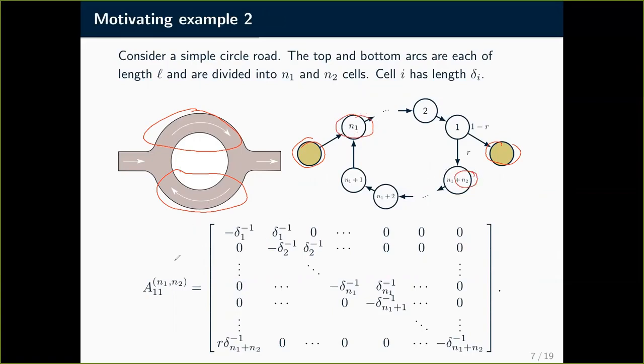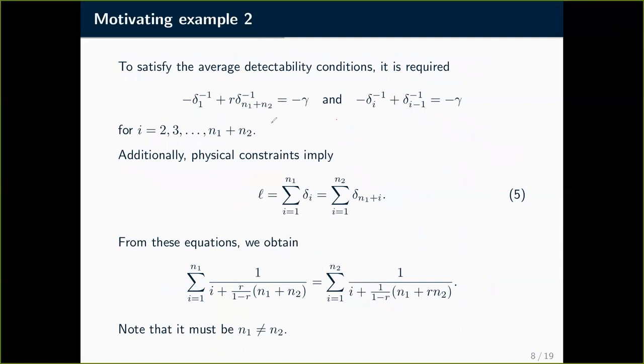And we are going to assume that the length of each cell is denoted by delta. So we have a delta 1 for the first cell, delta 2 for the second cell, and so on and so on. If we calculate the transition matrix and do the column sums, we will obtain a system of equations of this type: one equation of this form, that has the turning ratio, and many equations of this form.